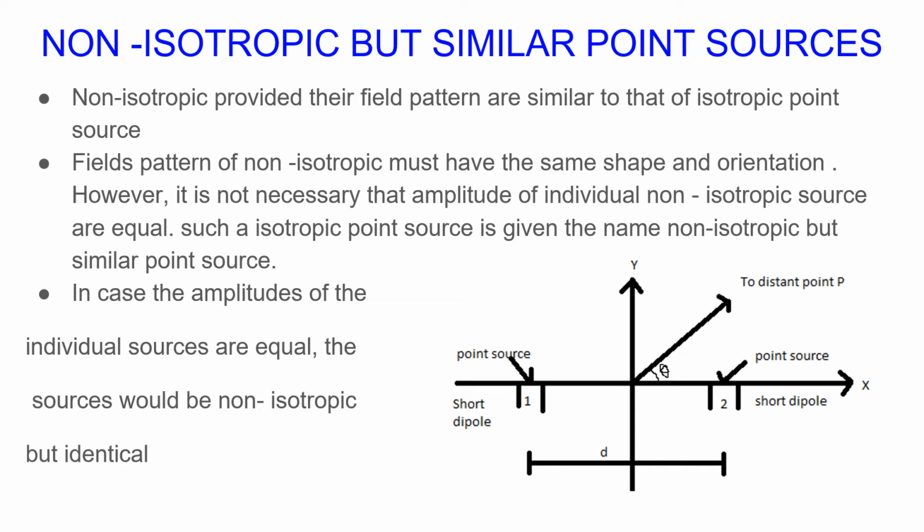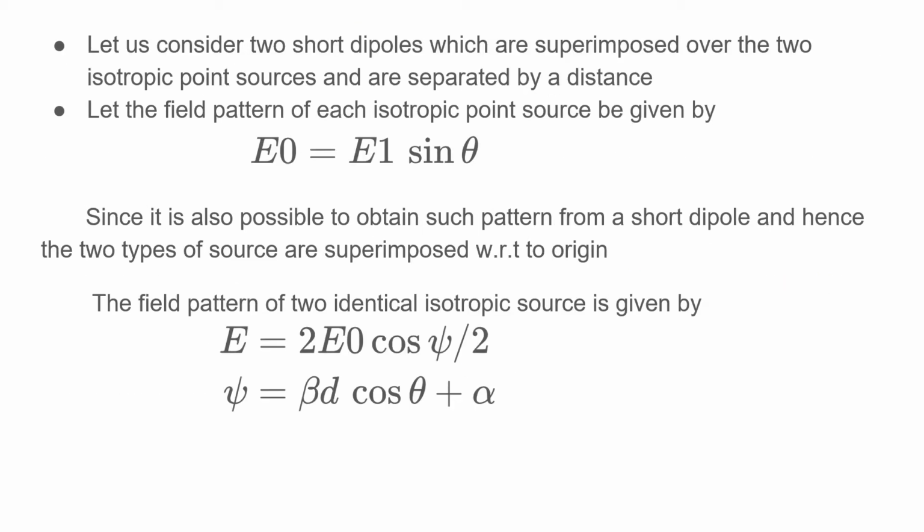Consider this diagram where we have two point sources kept at a distance d, and we are superimposing two short dipoles at the same points. This leads to a concept called pattern multiplication, where we find the total field radiated by all these four elements, that is the 2 point sources as well as the two short dipoles. Let us consider the two short dipoles superimposed over two isotropic point sources, separated by a distance d. Let the field pattern of each source be E0, which is equal to E1 sin theta.